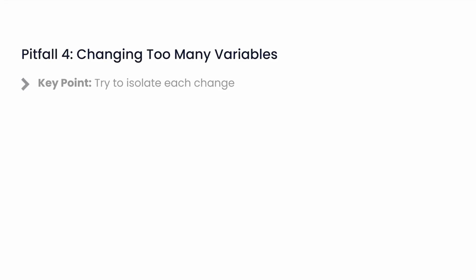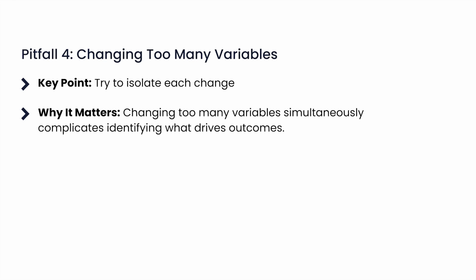After pinpointing the right metrics, another hurdle awaits: the temptation to change too many variables at once. Imagine you're tweaking your app to boost user engagement. One week, you overhaul the design, add new features, and change notification settings. Suddenly, engagement spikes. Great news. But which change made the difference?